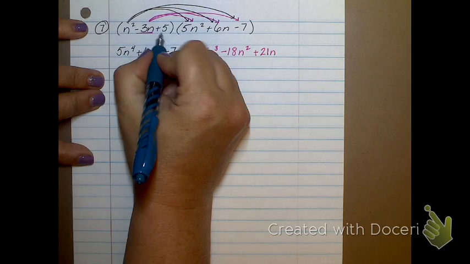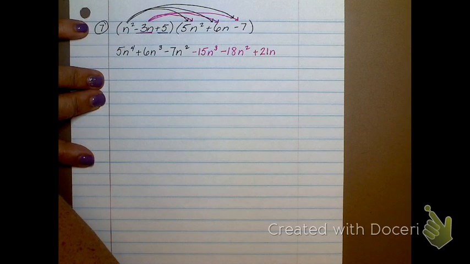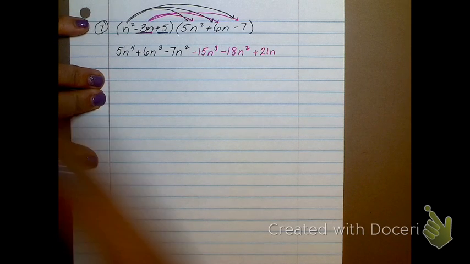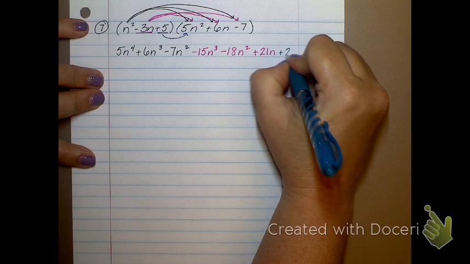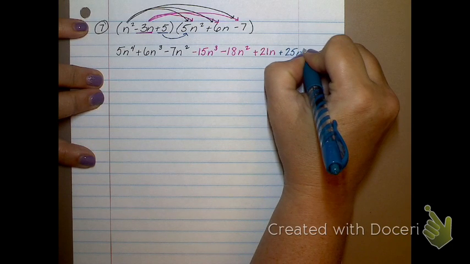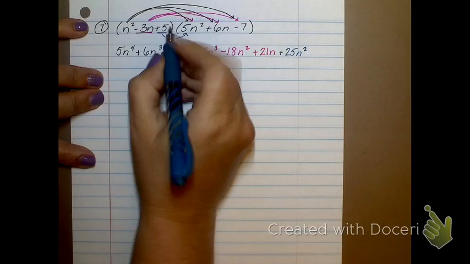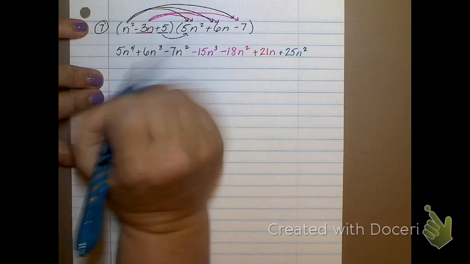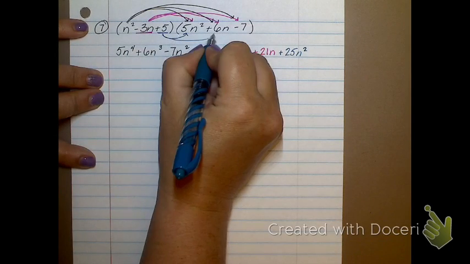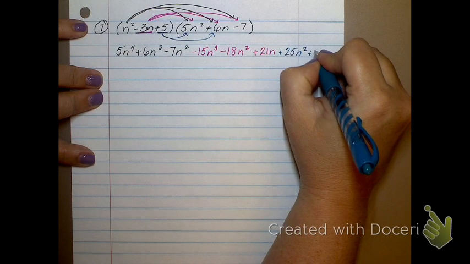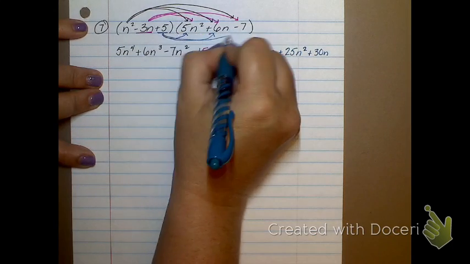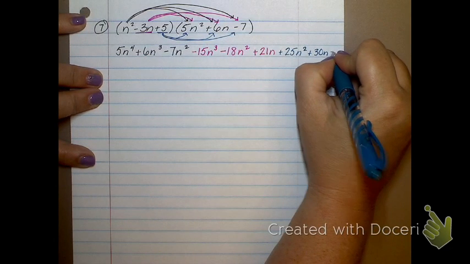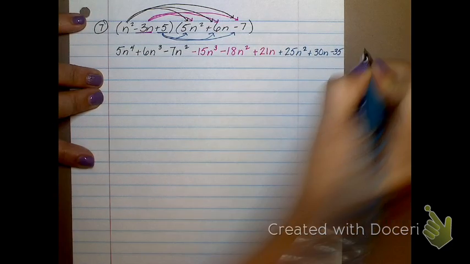I got to distribute the 5. I have one more thing I have to distribute, don't I? 5 times 5n squared is 25n squared. There's no n there. There's an n squared. That's n squared. 5 times 6n, 30n. And finally, 5 times negative 7 is negative 35.